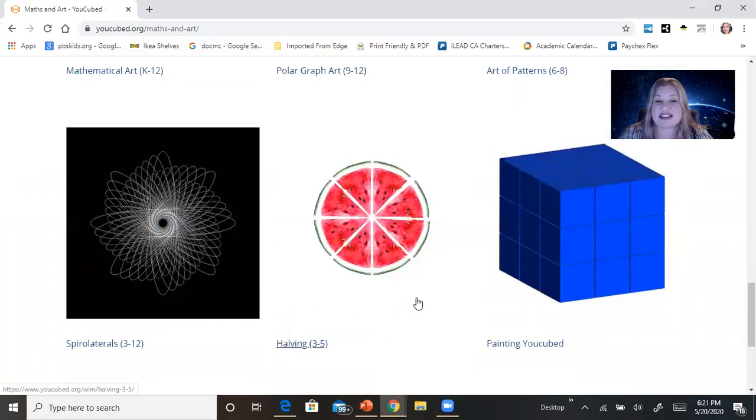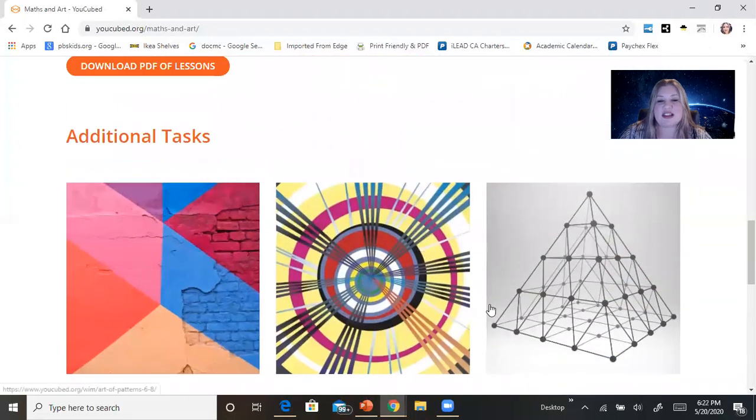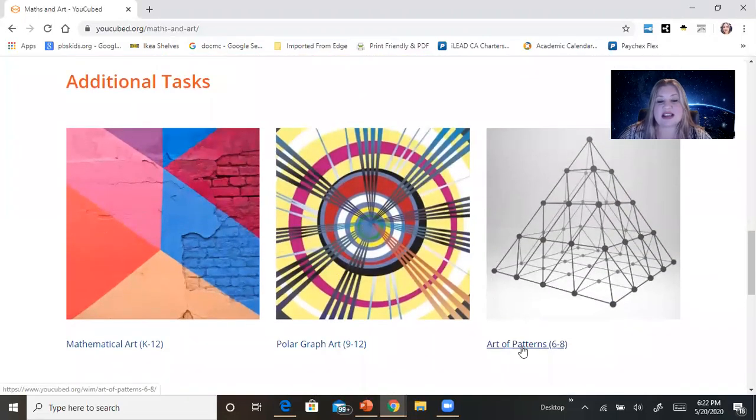Actually, one of my favorites that I decided against doing right now is this one, Halving, where it talks about how halves aren't always what we think of, the exact same thing on both sides, and that it can look very different as long as it's the same area on both sides. So you have some fun with that in dividing things differently. But the one I decided to do with you today is this one, Art of Patterns.